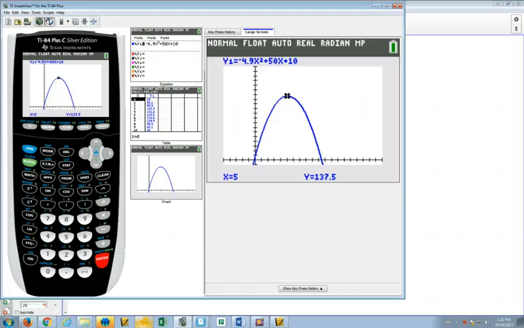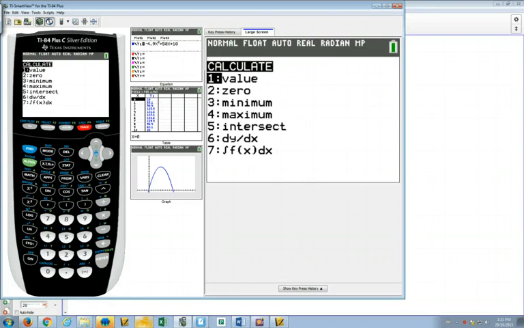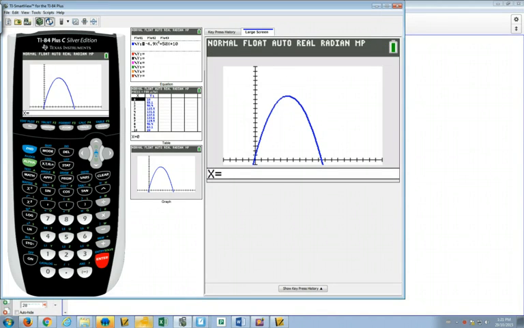You go to second, and then your trace button, because above it says calculate. The very first one says value, so push enter. It's like plugging in that x value, making your own table of values. So if you want to find out when x is 7, what's it equal to? 119.9. And it's a lot quicker than plugging it in on your own.